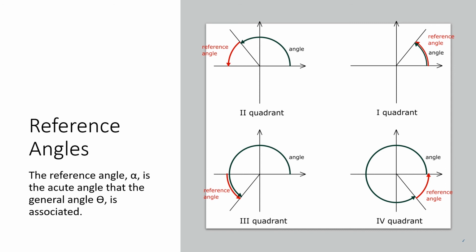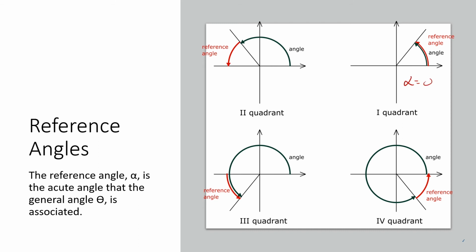So now we're going to learn how we calculate the reference angle and why the reference angle is important. So in the first quadrant, the general angle theta, the angle we were examining, is the same as the reference angle because in the first quadrant all angles are acute. So alpha is equal to theta in the first quadrant.